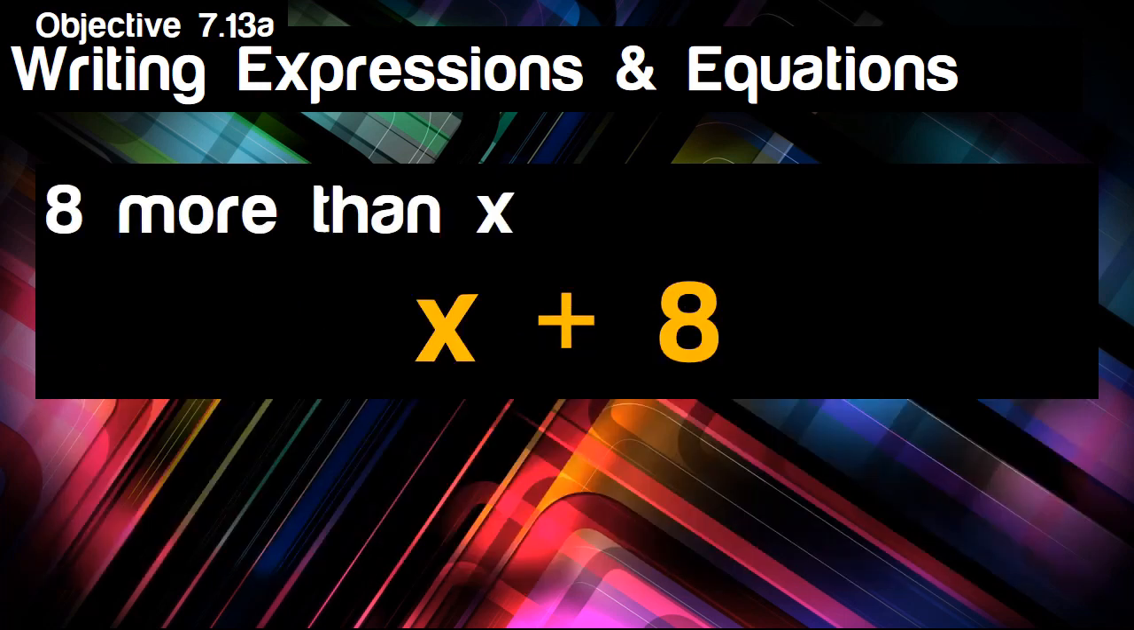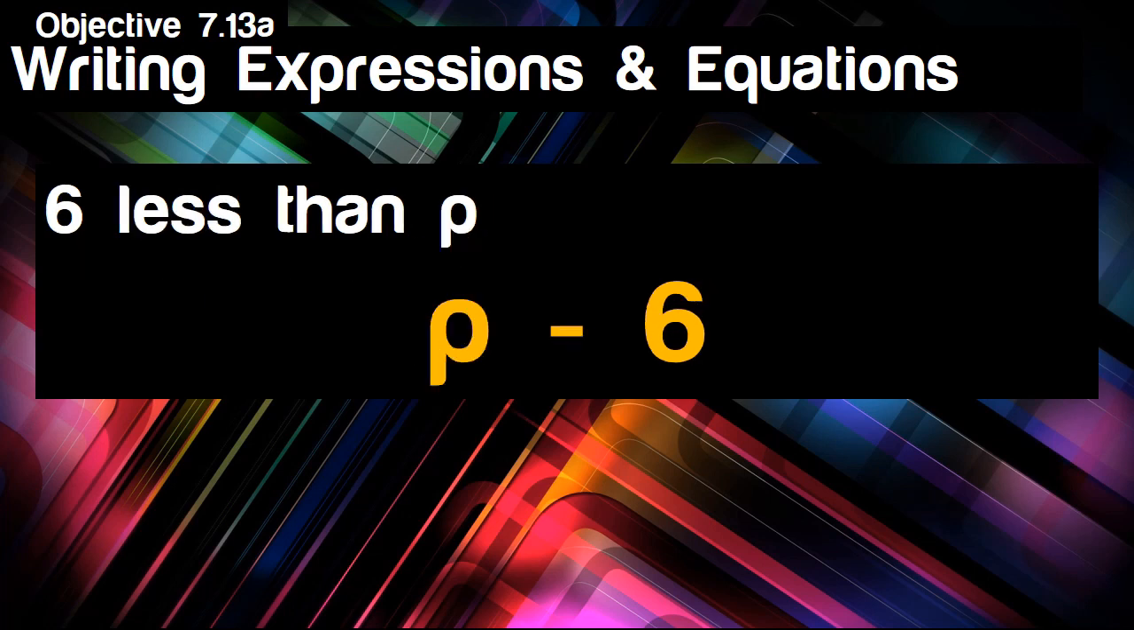So if we say 8 more than x, what we'll do is we flip this order. So if we see more than, we're flipping that order. So we write x first. More than is addition. And then we write 8 at the end. So we're just flipping the order here. So 6 less than p, less than is our keyword here. So we're going to flip this order. So p comes first. Less than is subtraction. And then we write 6. We're not solving anything, we're just writing these expressions and equations.